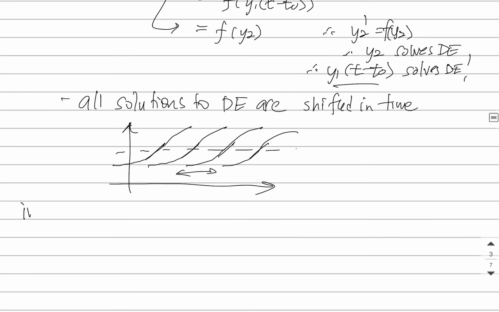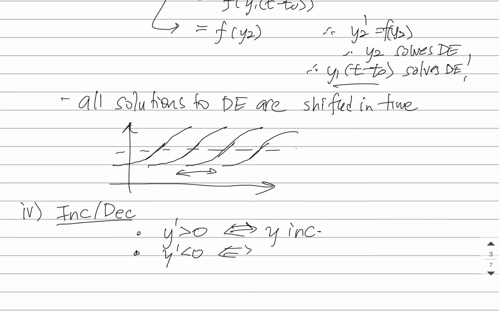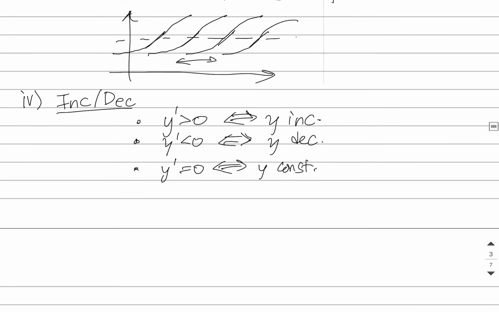We can pick up on some ideas that we had from calculus. We can talk about where the solution increases or decreases. We know that if y prime is positive, the solution has to be increasing. If y prime is negative, that's equivalent to saying that the solution is decreasing. And if y prime equals 0, that's the same as saying y is a constant. Now, the point of all of this is that between our equilibrium solutions, the solution curve is monotonic.